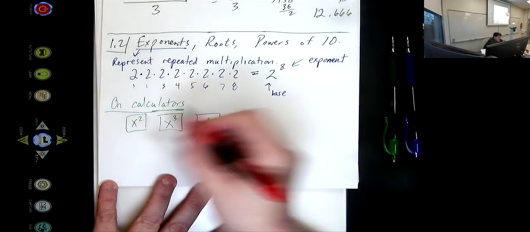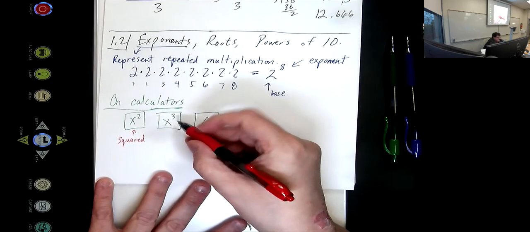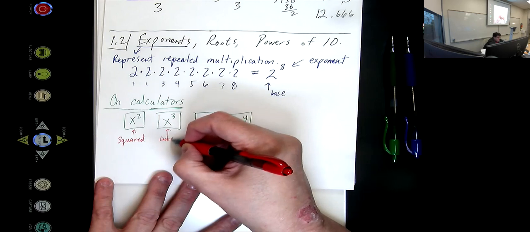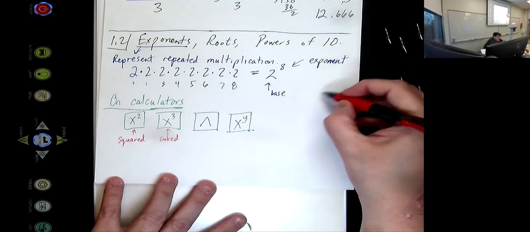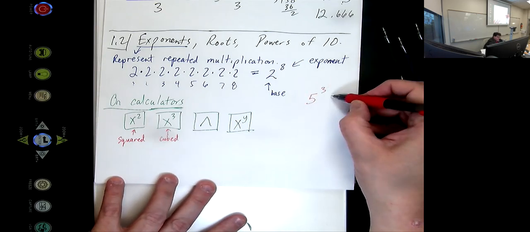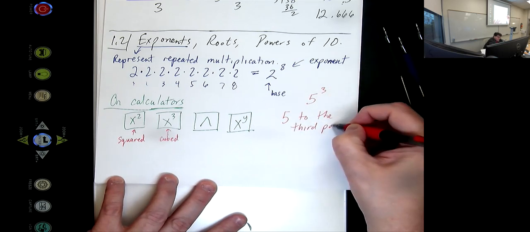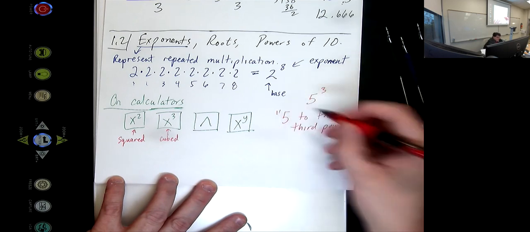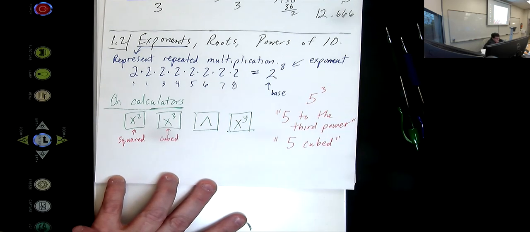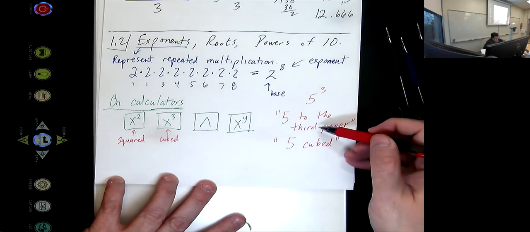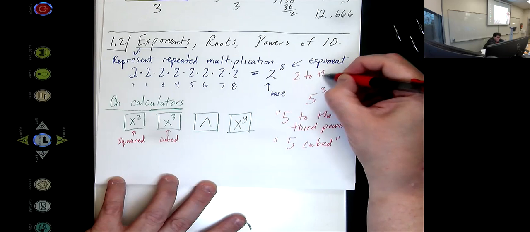When you have a 2 as the exponent, this means squared. When the 3 is the exponent, we say cubed. So this would be x squared or x cubed. The same applies if it's some other number. 5 to the third power is one way to read that. The other way is 5 cubed. If the power is not a 2 or 3, you want to definitely say something to the blank power. This is 2 to the 8th power.